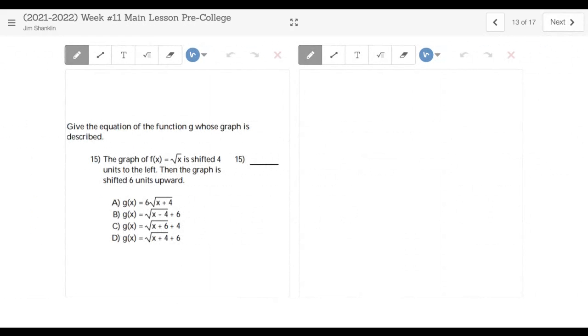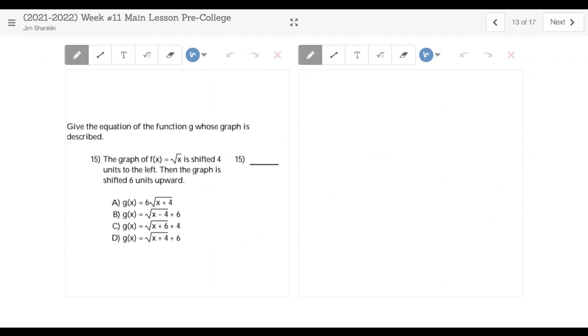Given the equation of the function g whose graph is described: the graph of f of x equals the square root of x is shifted 4 units to the left, then the graph is shifted 6 units up. So they want us to figure out what the equation for that one is.